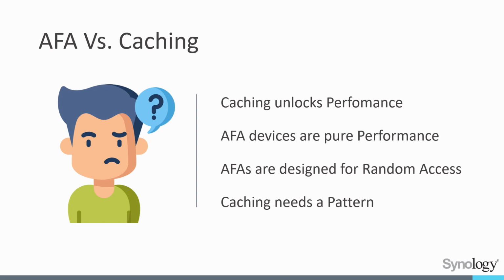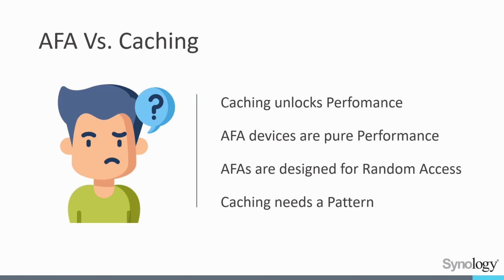Caching really unlocks the performance of your hard drive array and adds a little bit of the speed that you get from SSDs on top of the storage that you already have. Whereas all-flash arrays are pure performance, since they have only SSDs in them. All-flash arrays are designed for random access or any kind of I/O sensitive workload.